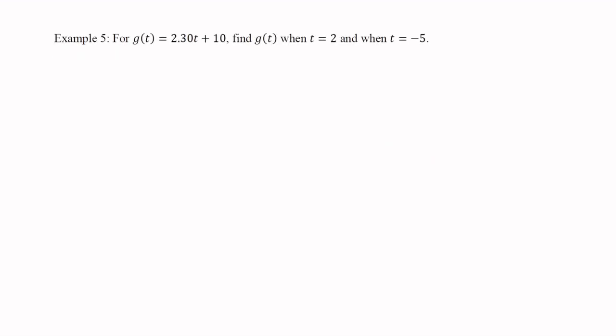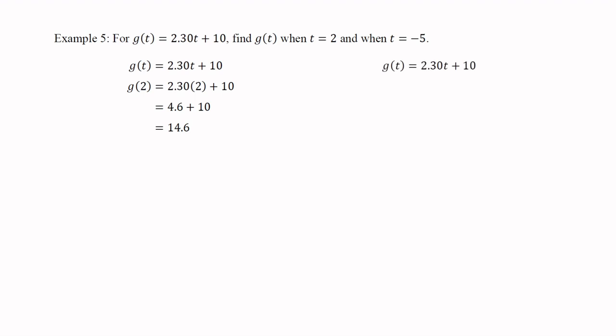For g of t equals 2.30t plus 10, we're going to find g when t equals 2 and when t equals negative 5. So first, take our function, plug 2 in for t, and then evaluate. We multiply first, and then we add to get g of 2 equals 14.6. For t equals negative 5, same process. Start with our function, plug in negative 5 for our t, multiply first, and then add to get negative 1.5.